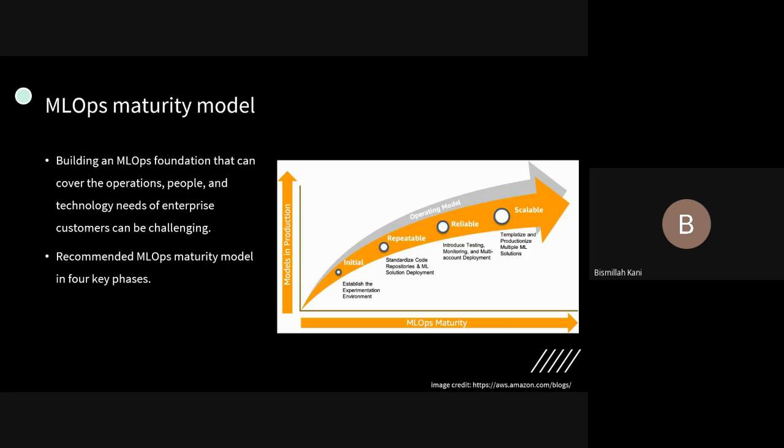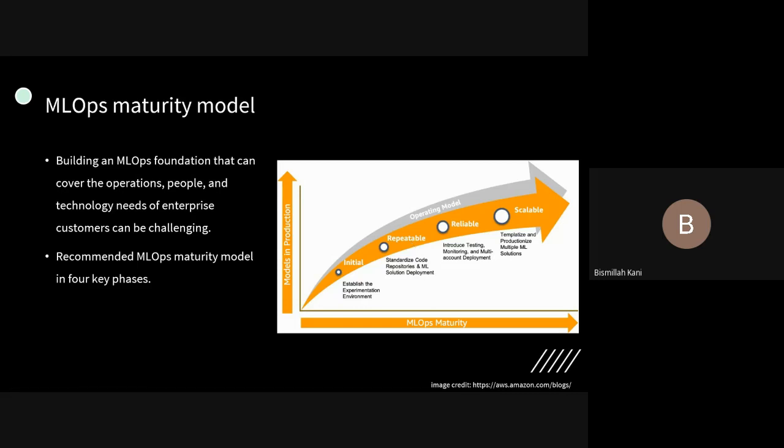Multiple data scientists should be able to collaborate, and then they have to do this experimentation to bring up the best performing model. But there is a challenge here because there is no automation. In this initial phase, it is completely manual. Everything is manual.